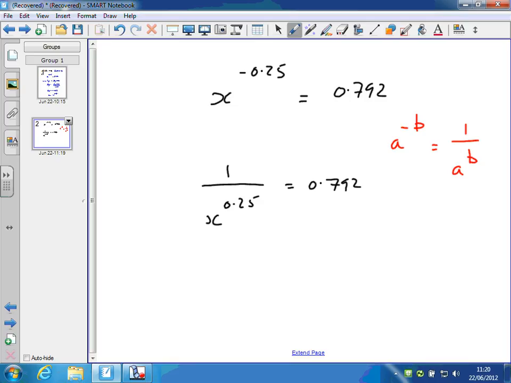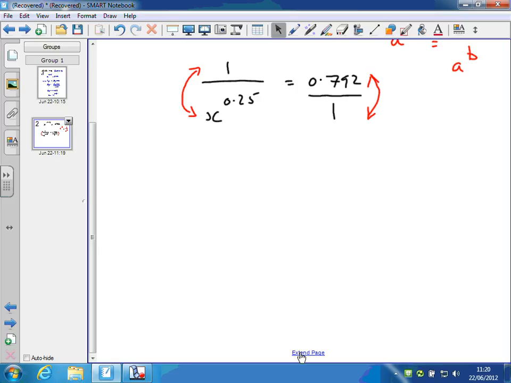Now we can rearrange this, or we can invert both sides, because if you think about 0.792, that's the same as 0.792 over 1. So if we invert this side, that means we can also invert this side. So we can write that x to the 0.25 equals 1 over 0.792. And now I can work out what 1 over 0.792 is on the calculator. And then I can carry on solving the problem like I did on the first slide, and I should get the same value for x. You might want to carry on with this question and see if you can get that out.